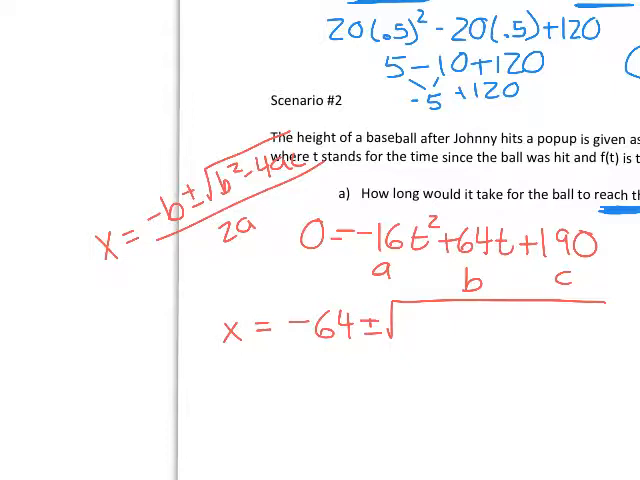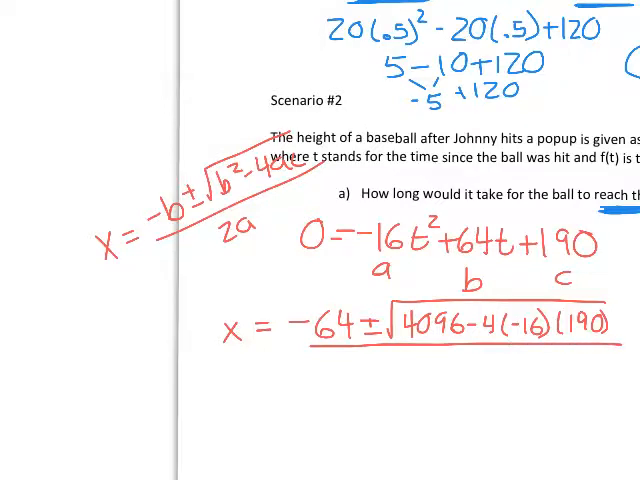Oops, sorry, messed up on my calculator. 64 squared is 4,096 minus 4 times a, which is negative 16, times c, which is 190. Okay, and that's all over 2 times a, so that would be negative 32 when I do 2 times negative 16. So now I want to figure out what that number underneath my radical is.